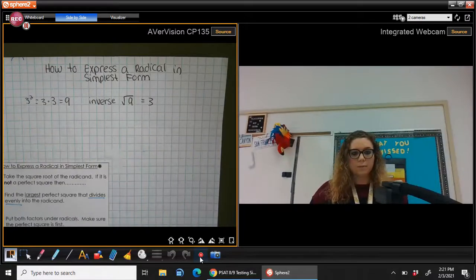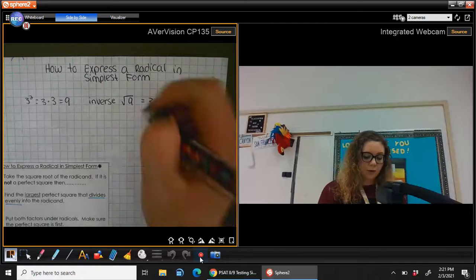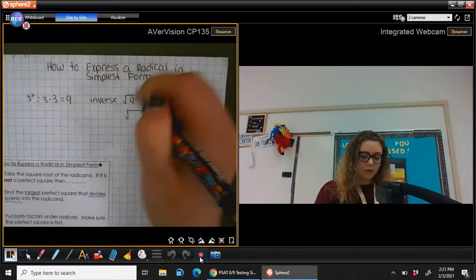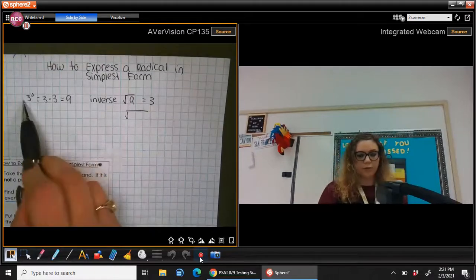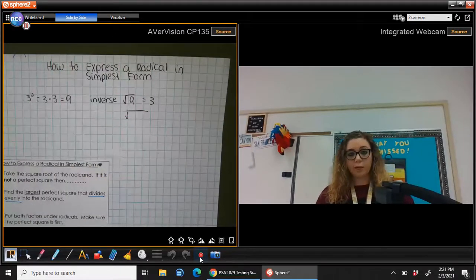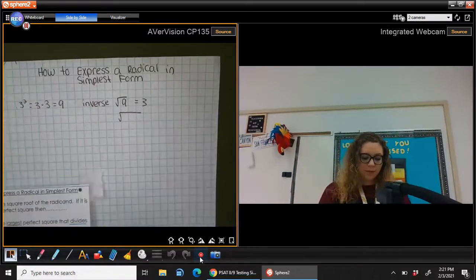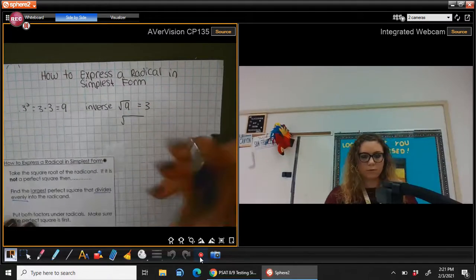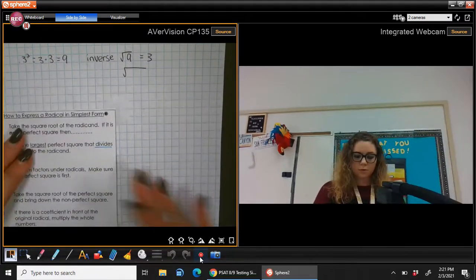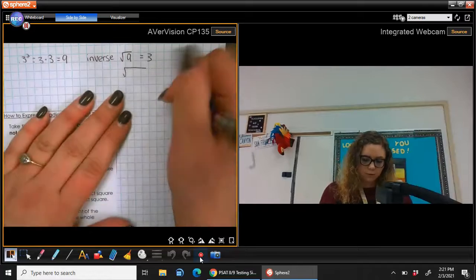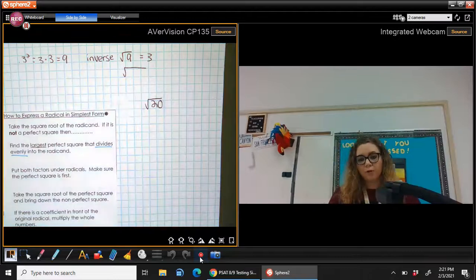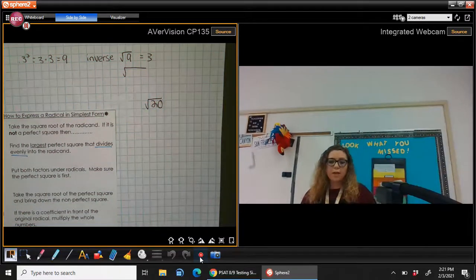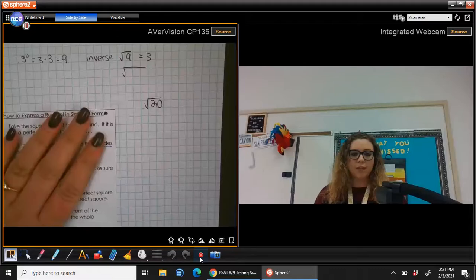So perfect square roots are the inverse of squaring a number. Instead of squaring a number, we unsquare the number. If I have something like this, is that a perfect square? No. And so before we go any further, we're going to write down my perfect squares.